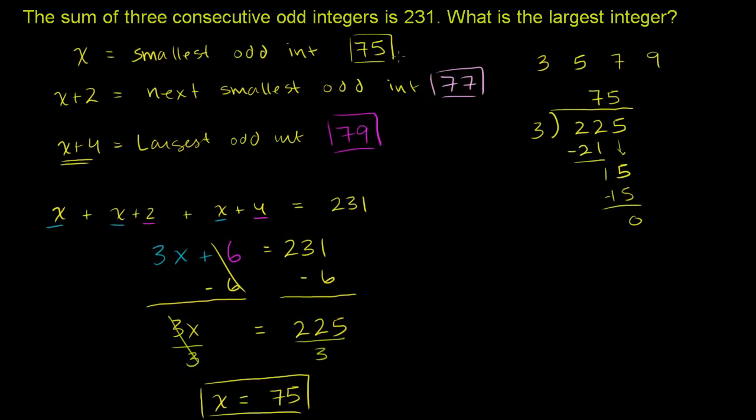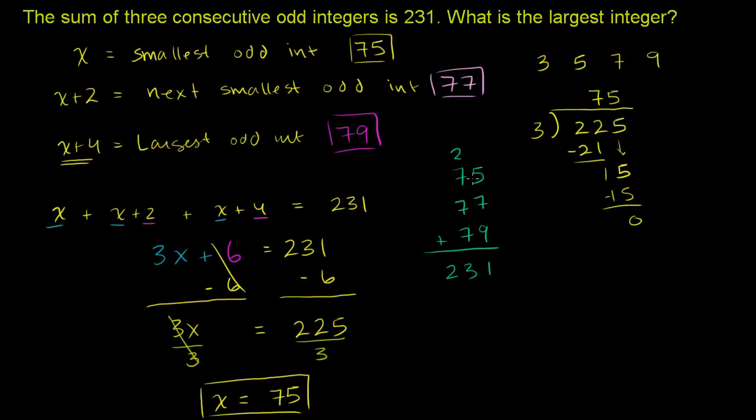And let's verify that when we add them up, we get 231. So 75 plus 77 plus 79. I want to add them all up. 5 plus 7 is 12. 12 plus 9 is 21. Carry the 2. 2 plus 7 is 9. 9 plus 7 is 16. 16 plus 7 is 23.